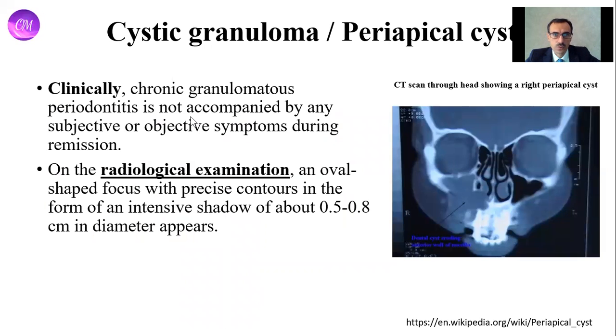Clinically, chronic granulomatous periodontitis is not accompanied by any subjective or objective symptoms during remission. Under radiologic examination, an oval shaped focus with precise contours in the form of an intensive shadow of about 0.5 to 0.8 centimeter in diameter appears. Here you see the CT computed tomography scan showing the right periapical cyst, and here you see the dental cyst eroding the anterior wall of the maxilla.